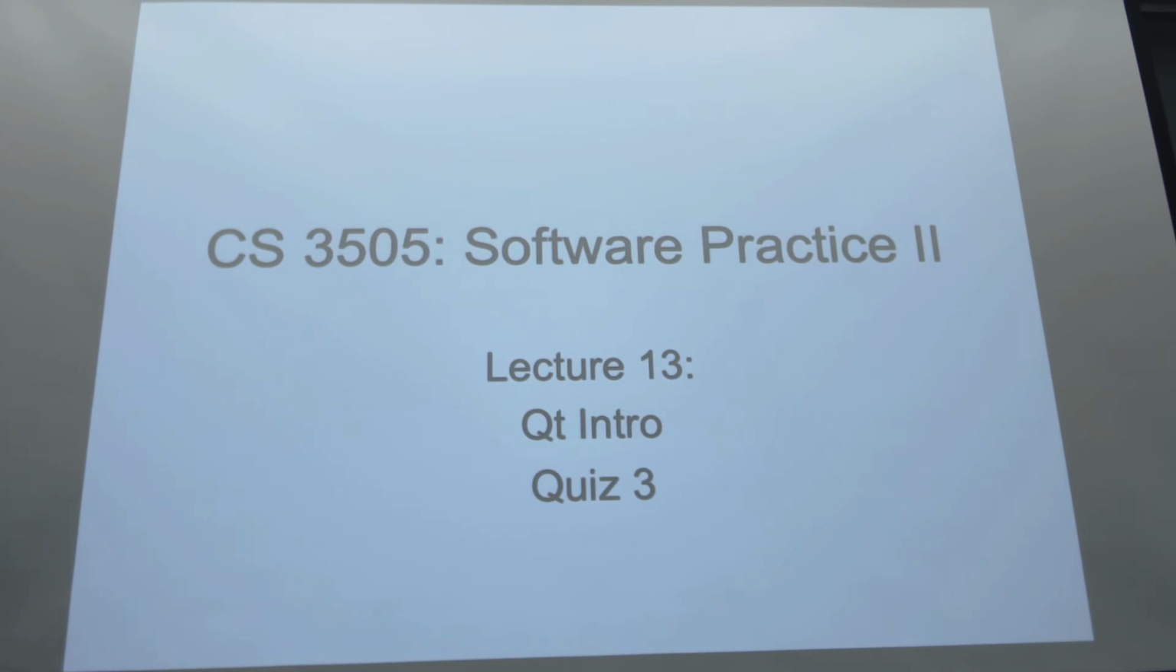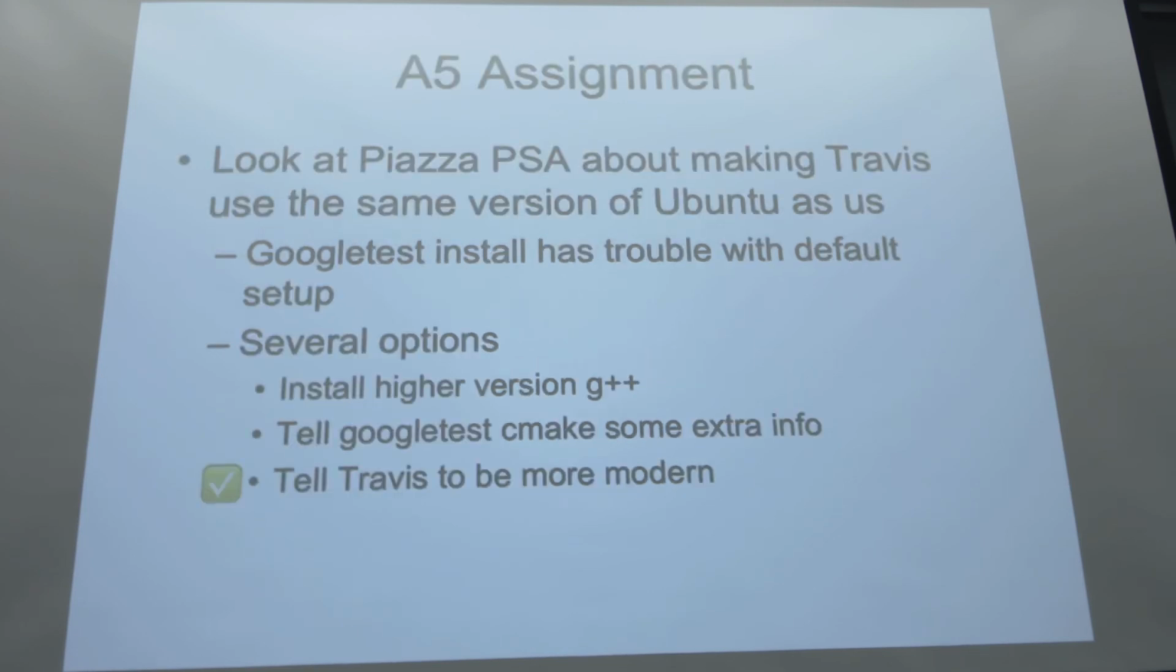Let's talk about the assignment first. There's sort of two parts to the assignment, right? One is getting your tests to run on Travis. Travis recently, well, since last fall at least, updated its default build from like Ubuntu 14 to Ubuntu 16, either of which is older than what we're using, which is Ubuntu 18.